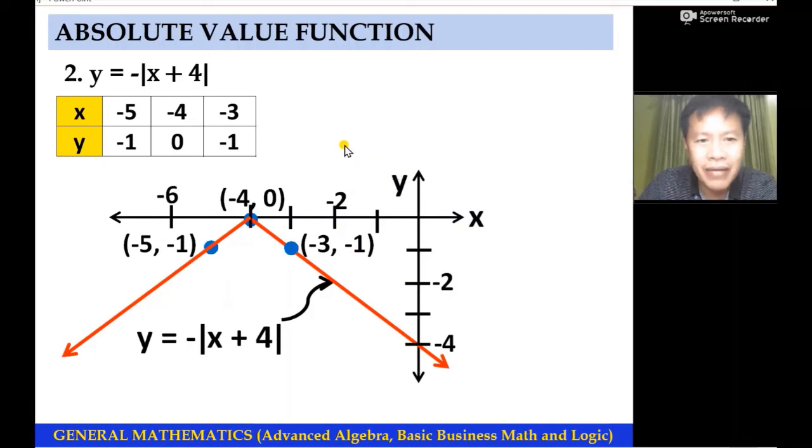How are we going to sketch the graph? This is opening downward. Take note, the value of a signifies the opening of the absolute value function. Just a while ago, our a was positive, therefore the opening was upward. Today, our a is negative, therefore it is opening downward, because there is no positive value of y coming out. Because this is negative. We're going to plot the points. Negative 4 and 0. Where is it? Take note, you do not need this quadrant. Also with this quadrant.